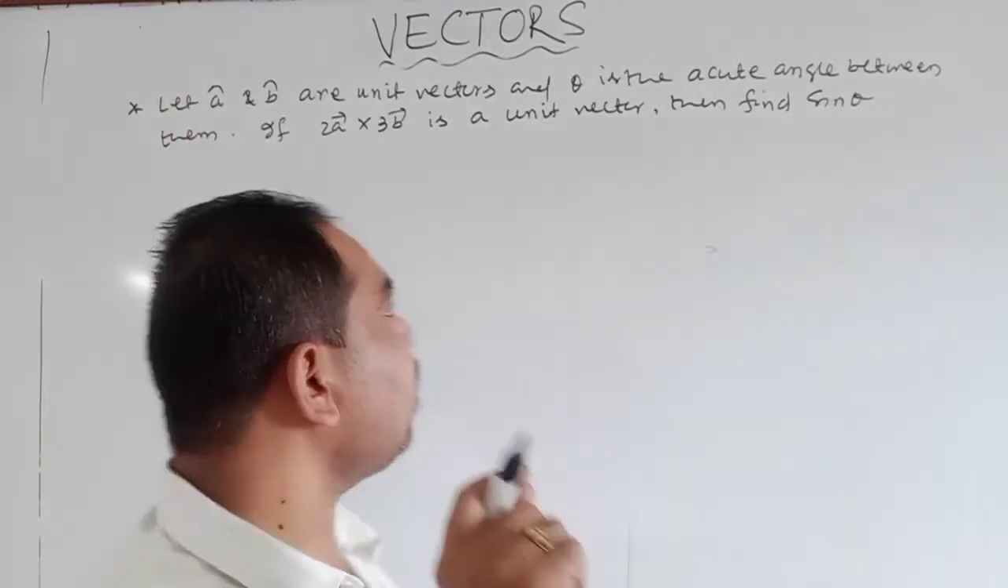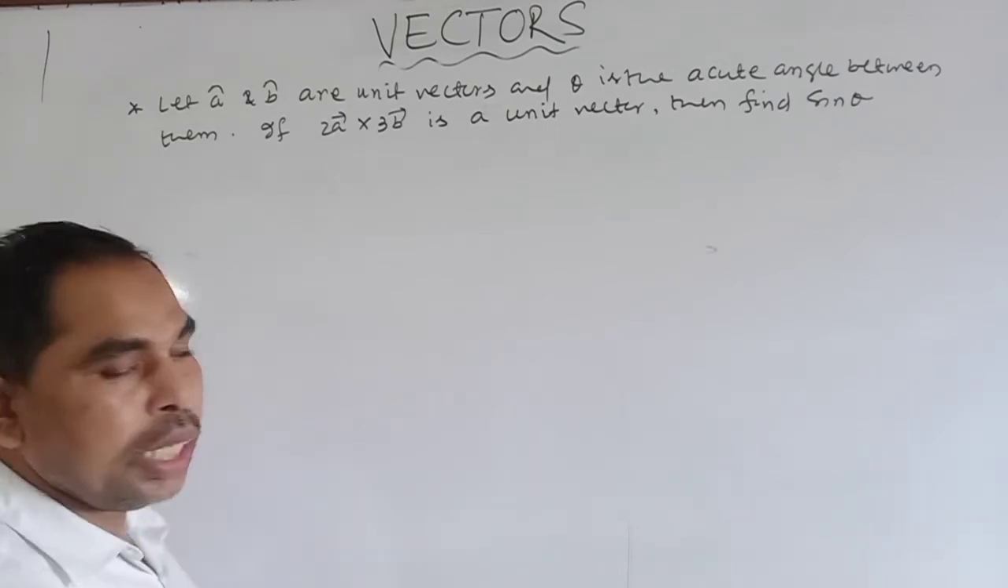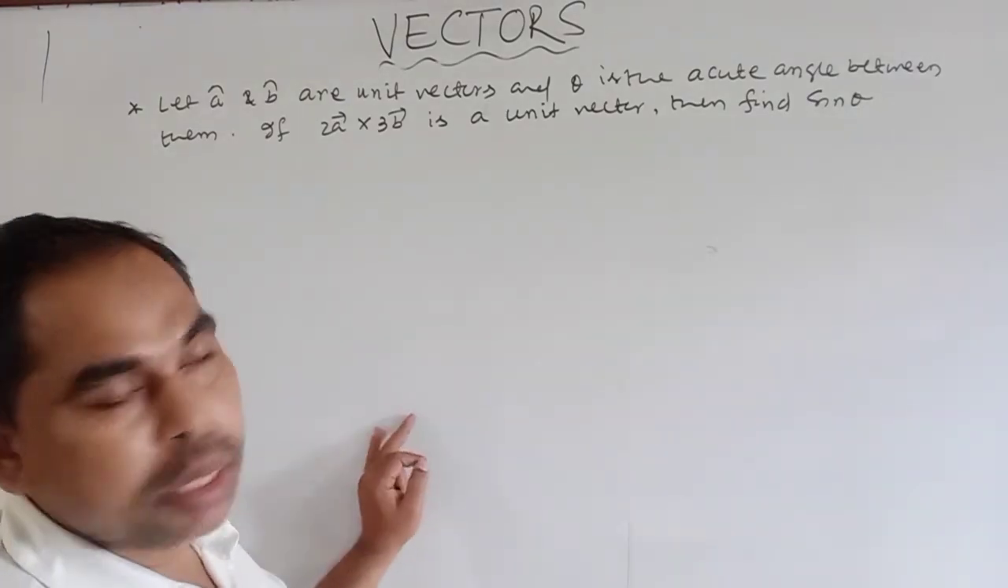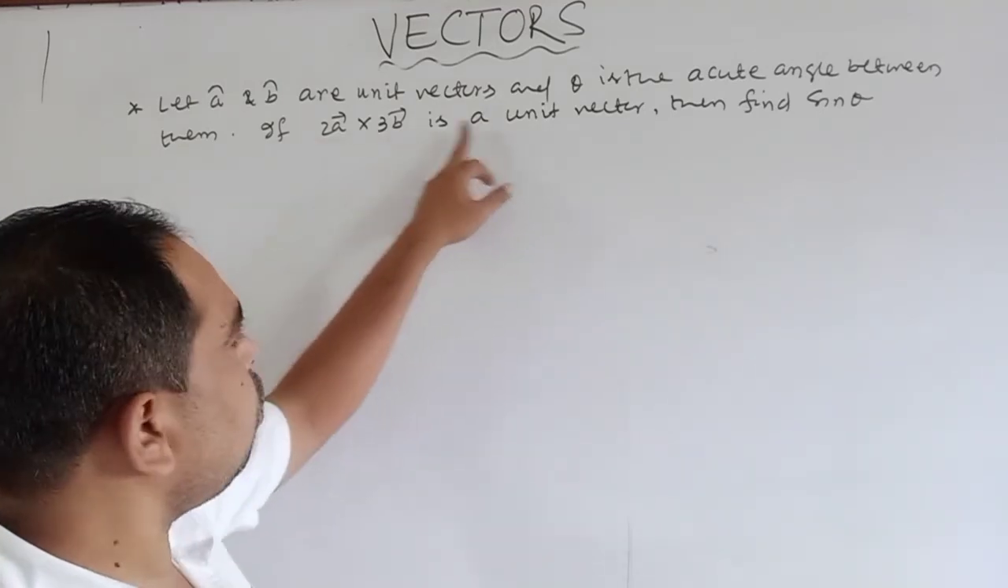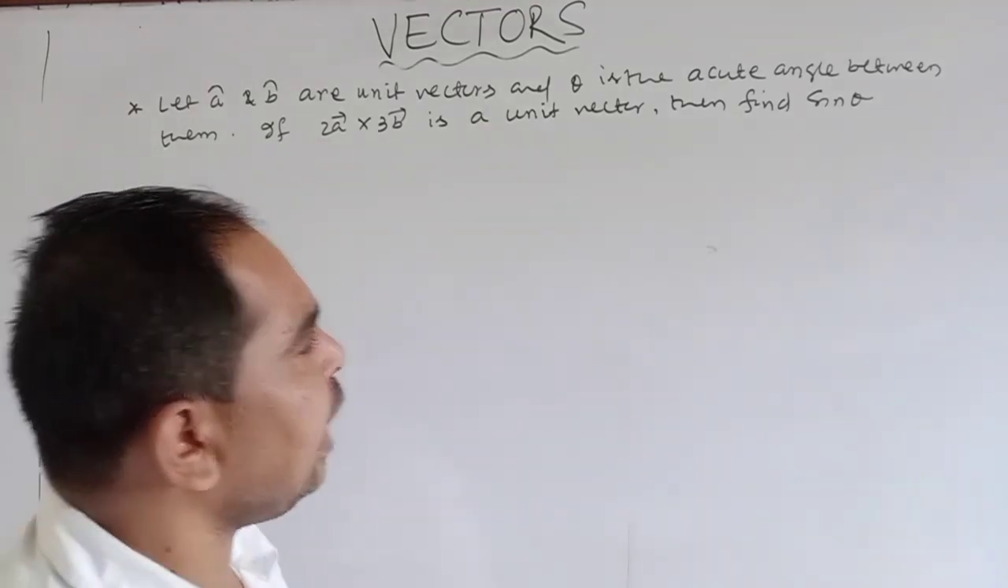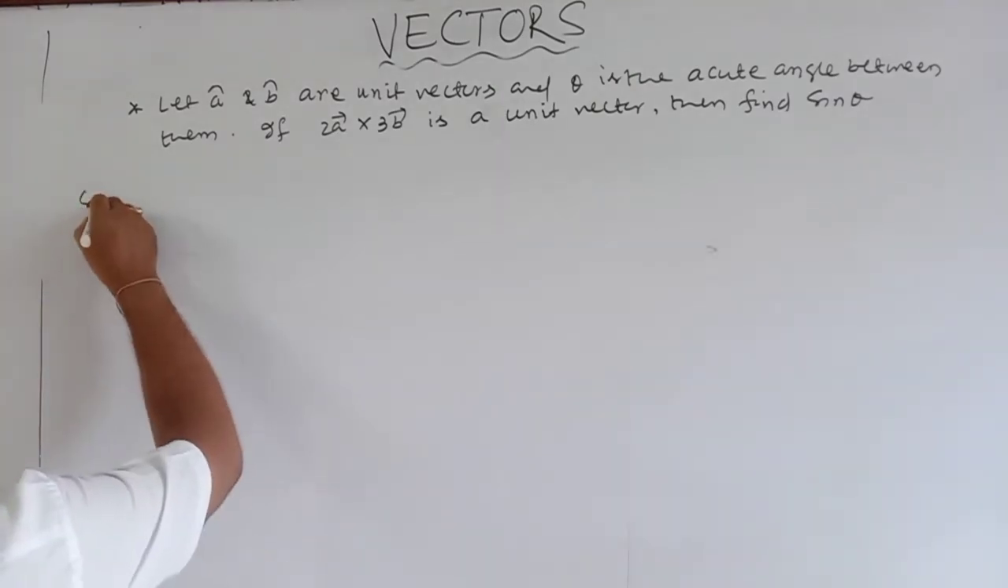Next question. Let a cap and b cap are unit vectors and theta be the acute angle between them. If 2a cross 3b is also a unit vector, then find sin theta.